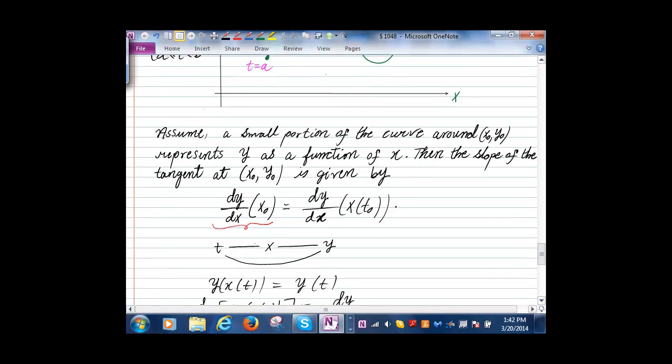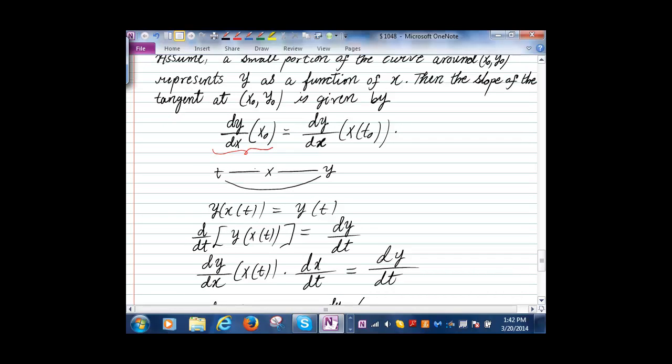Well, notice what I'm going to do is the following. X is a function of t, right? X is x of t. Y is a function of t as well. But I want to view y as a function of x as well. So think of this. Y is a function of t, and I can also view y as a function of t via x. So I can think of y of x of t. So what I'm saying is that y evaluated at x of t will be the same as y of t. You guys realize that?